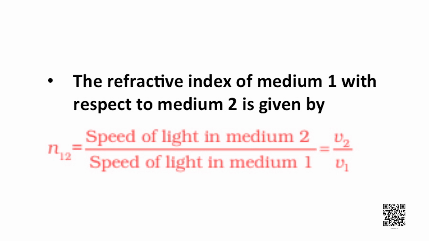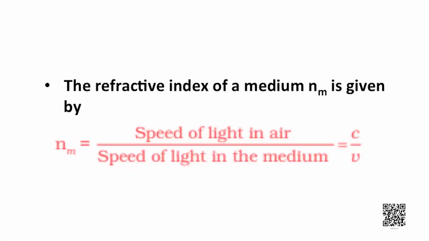fix the first medium to be air or vacuum, where the speed of light is almost the same as air. Then the refractive index of medium 2 is considered with respect to air or vacuum. This is called the absolute refractive index of the medium, or simply the refractive index of a medium.